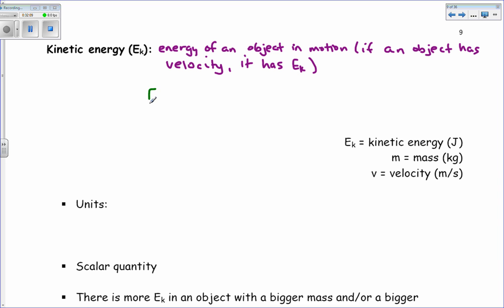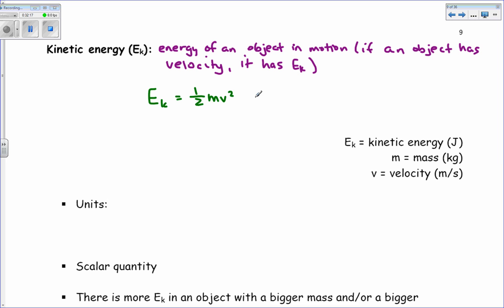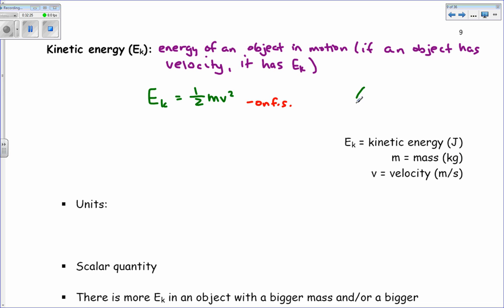So the formula, kinetic energy is equal to 1/2 mv squared. That's on your formula sheet. And the most common rearranging of this is solving for velocity. So let me just write that down for you in brackets over here. If we rearrange that to solve for velocity, we get 2 times EK divided by m, and the square root of that gives us velocity.